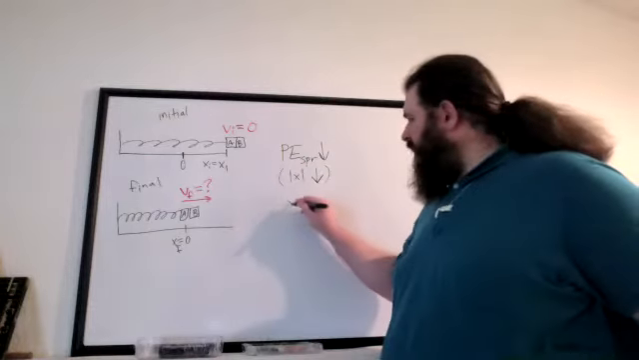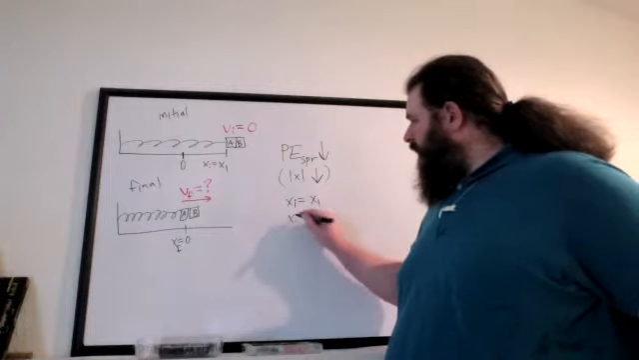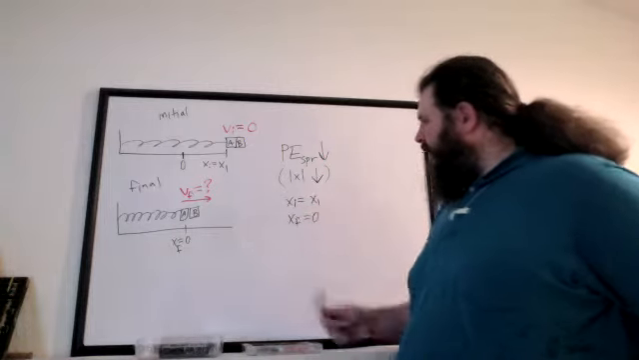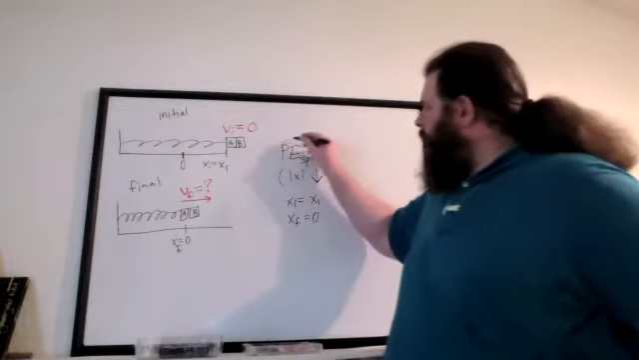In fact, we could even list initial and final values. And x initial is x1, x final is 0. And we don't have a numerical value for x1, but we can just leave it as a variable.